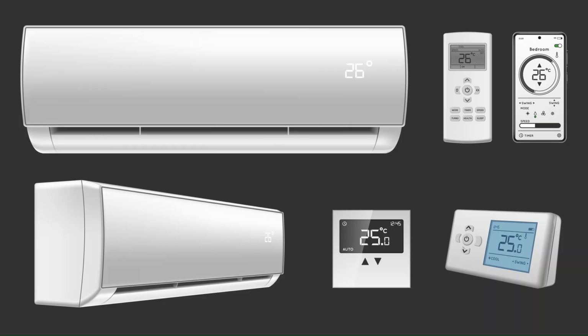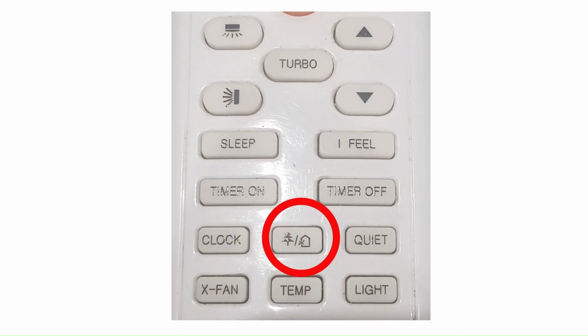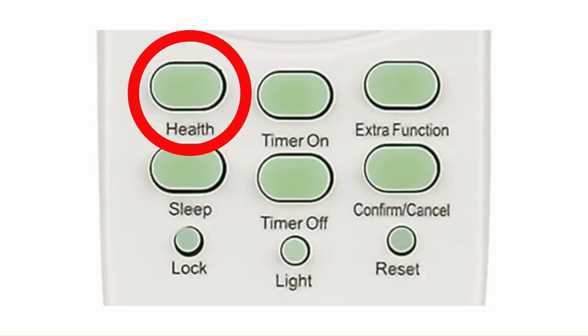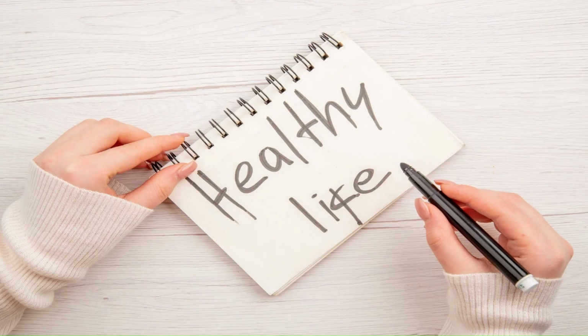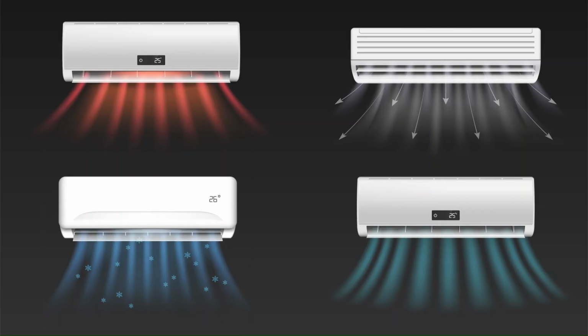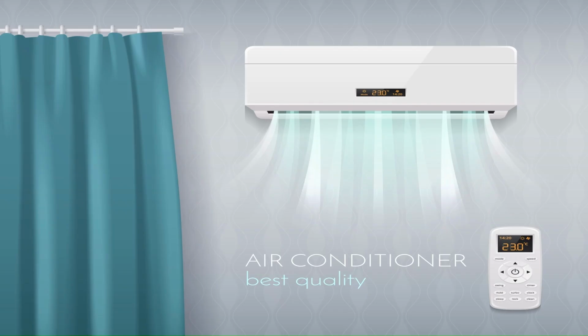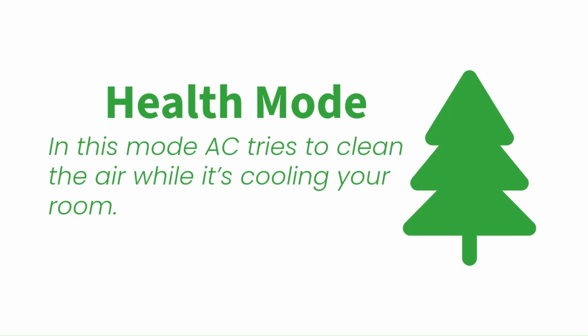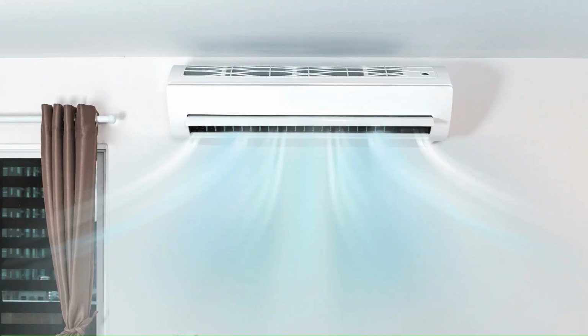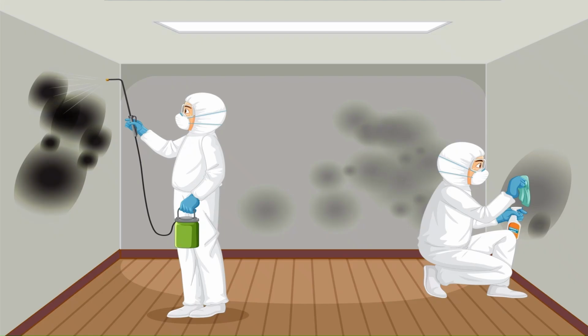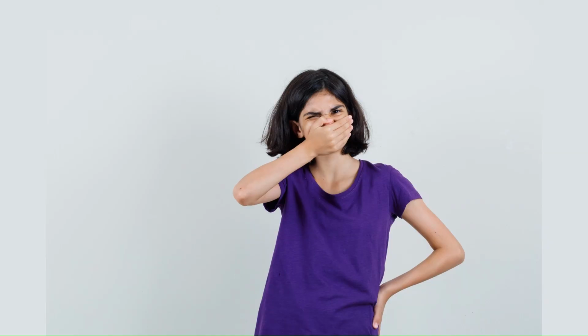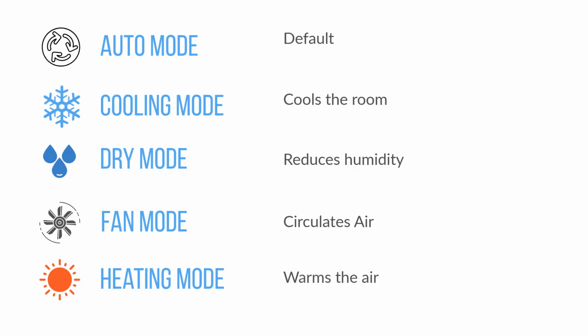Next is health mode. Some air conditioners have this mode. It might have a home symbol or a health button on your AC remote. Health mode is a special feature in some air conditioners designed to improve indoor air quality. In this mode, the AC tries to clean the air while it's cooling your room. It removes dust particles, germs, unpleasant odors, and other harmful things from the air to make it healthier for you to breathe. Let me recap this quickly.